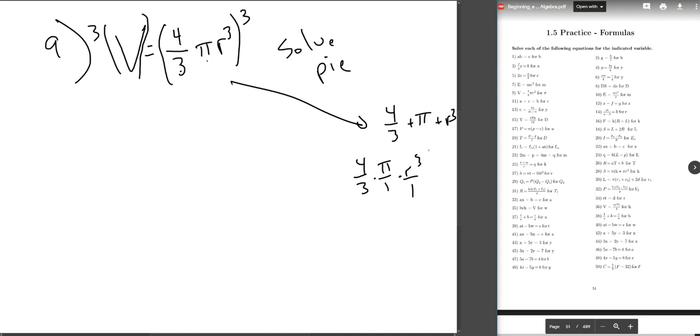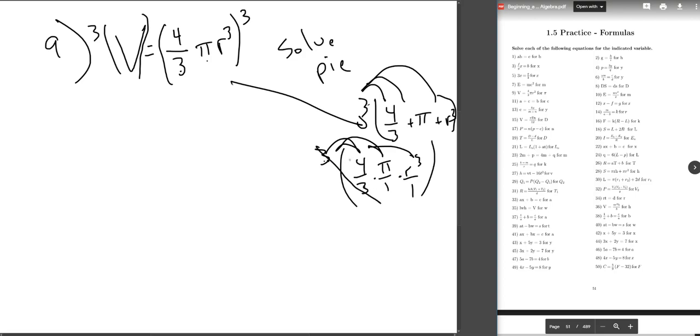If you multiply this thing by 3, you don't do each one of these things as you would if they were adding or subtracting, where you'd have to multiply each item by 3. Here, it's only 3 times this whole thing. So there's a 3 here, you cross these out, and you've gotten rid of that fraction. So you have 3V equals 4 pi r cubed. Sorry, cube.